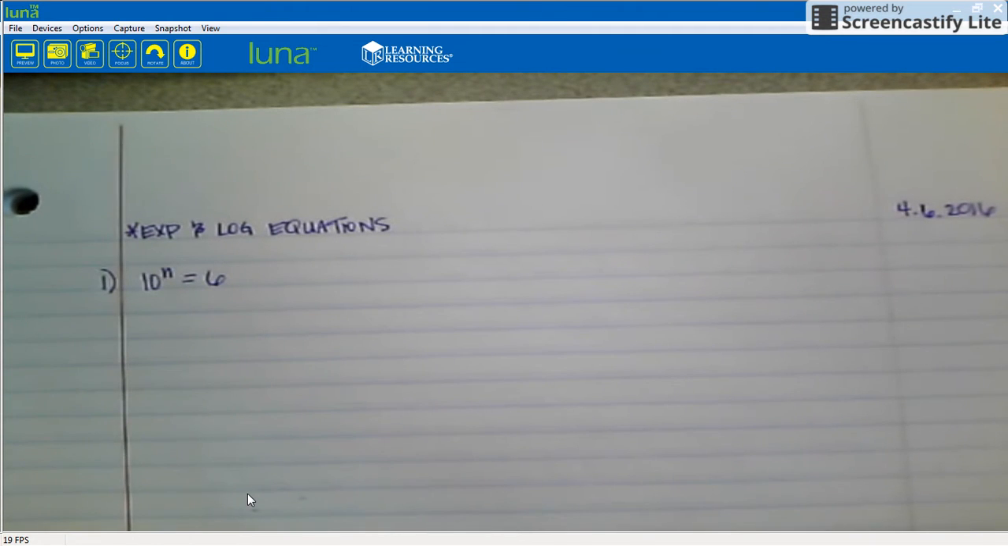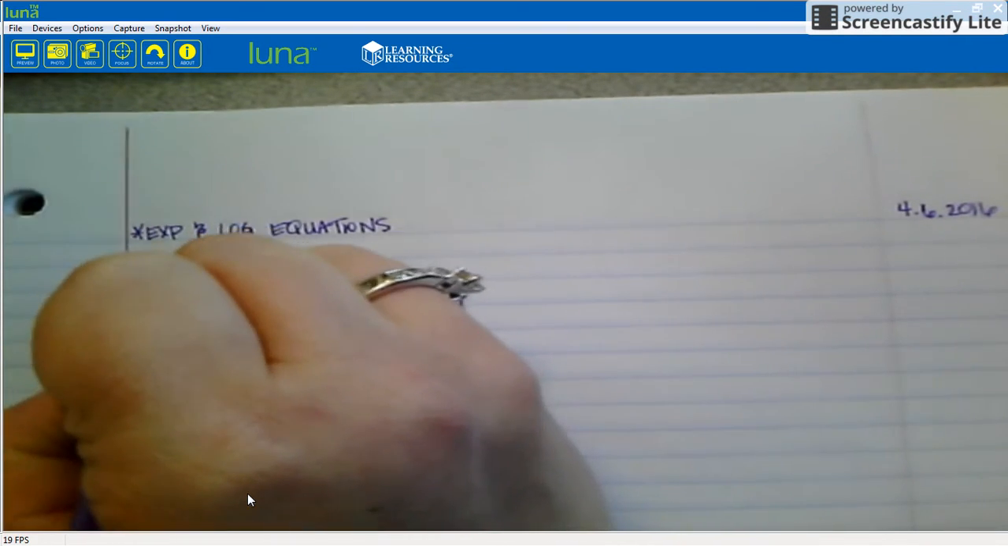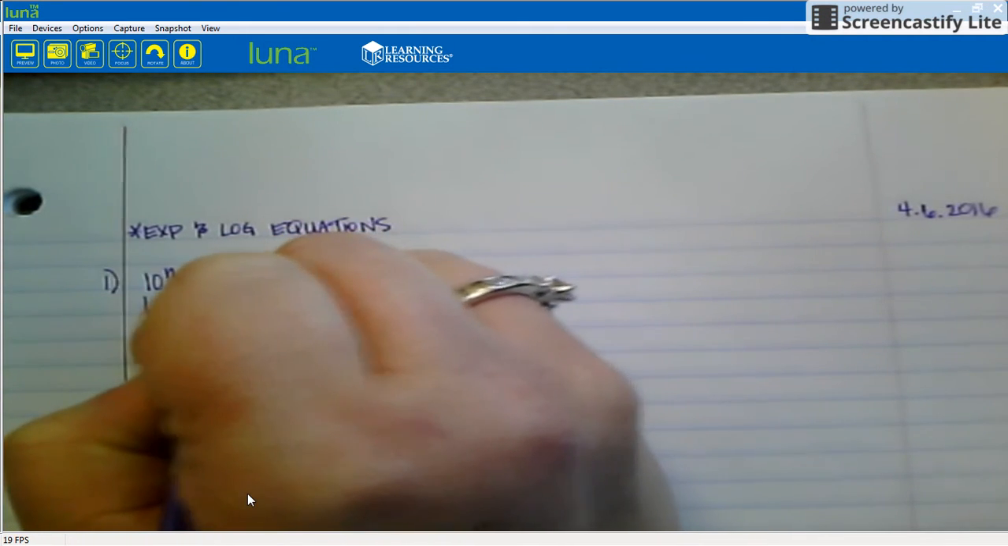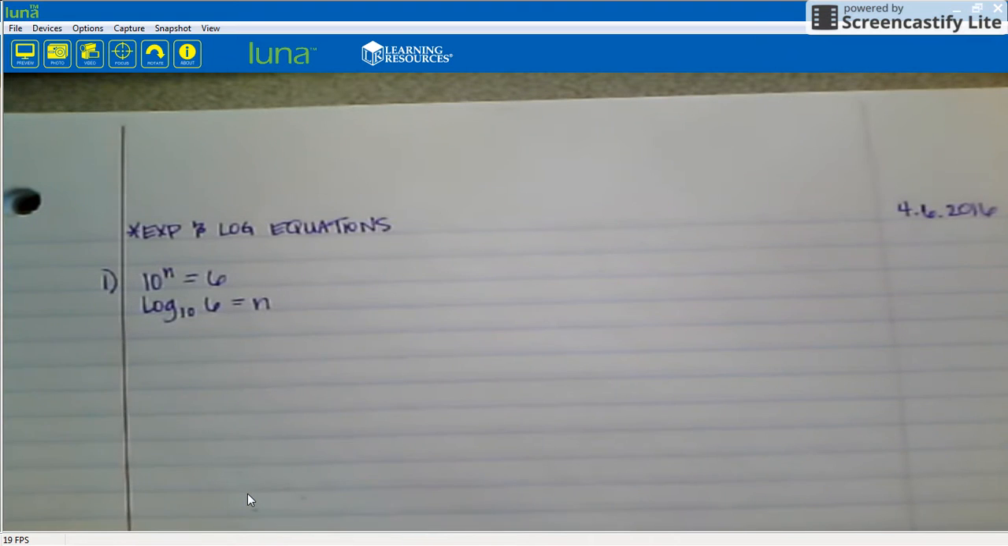So we need to isolate the exponential, which in this case it already is, and then we rewrite it as a logarithm. So log base 10 of 6 is equal to n. And once you're at this point, you're going to let the calculator do all the work for you. So you just type it into the calculator using your log base or the common log that you've been given.